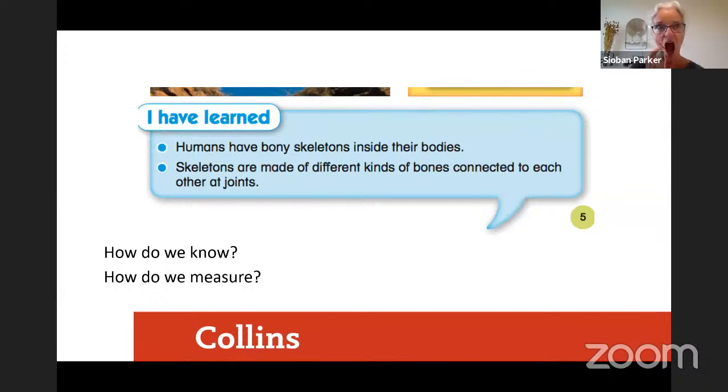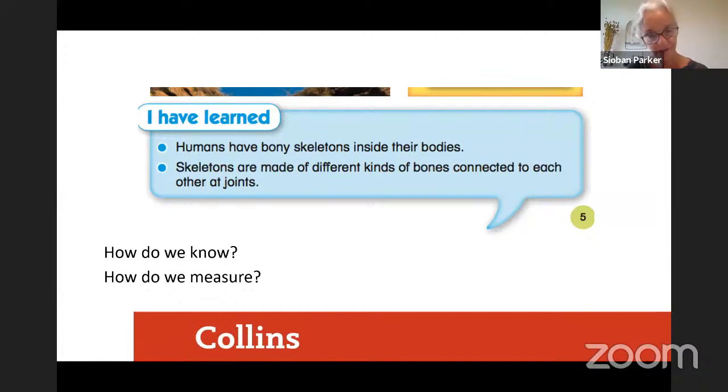Okay, so at the bottom of each activity or of each page in the student book, at the end of the lesson, they have got a great I have learned section. So that is just getting learners to think about here in this instance, humans have bony skeletons inside their bodies. Skeletons are made of different bones connected to each other. The question for us really is, how do we know that our learners know this? Okay, and how do we measure that?